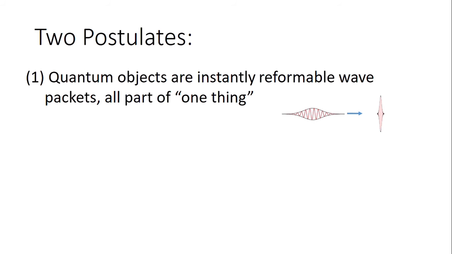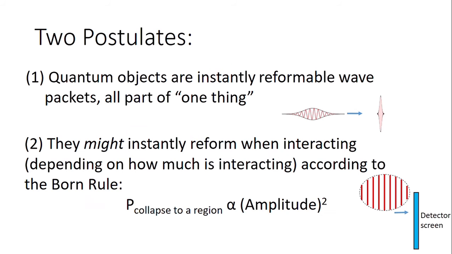So now we have two postulates to help us understand quantum mechanics better. First is that quantum objects are instantly reformable wave packets, all part of one thing. And the second is that they might instantly reform when they interact, depending on how much of it is interacting, according to the Born rule, where probability of collapse to a region is proportional to the squared amplitude of the wave packet in that region.